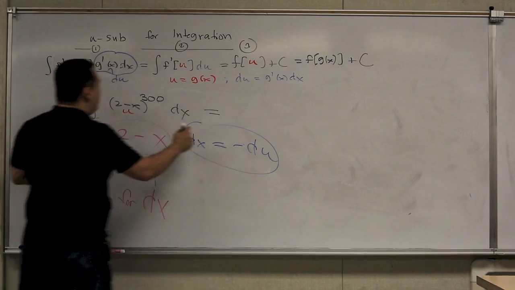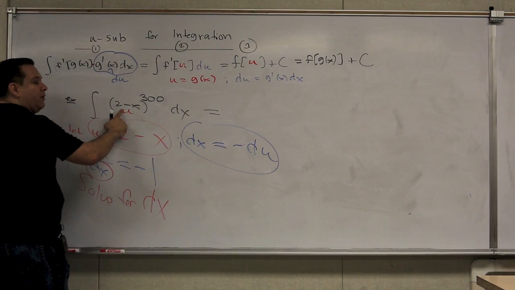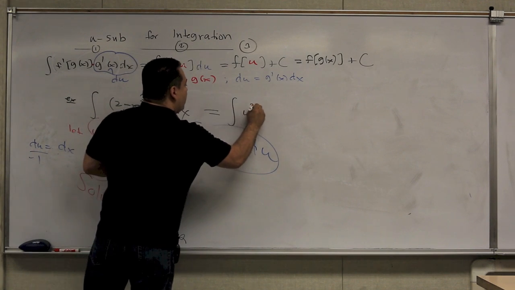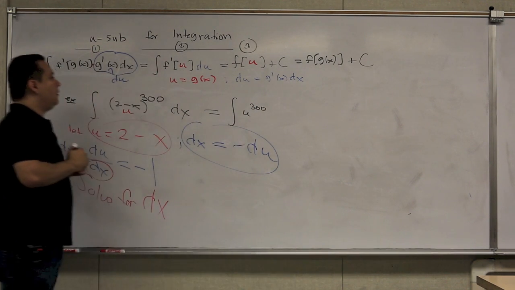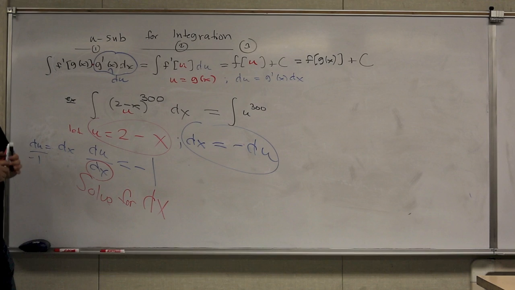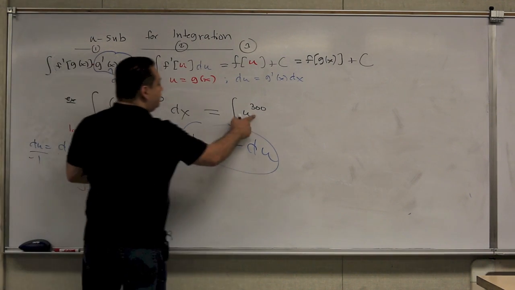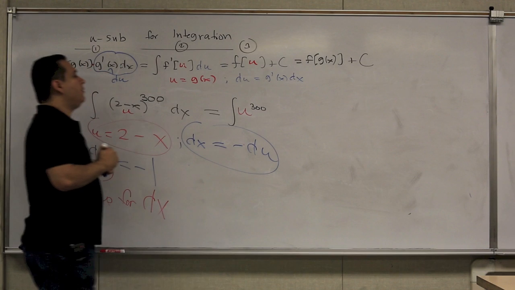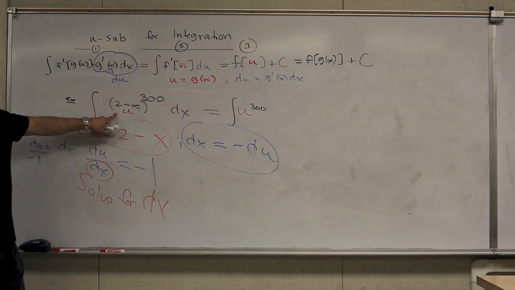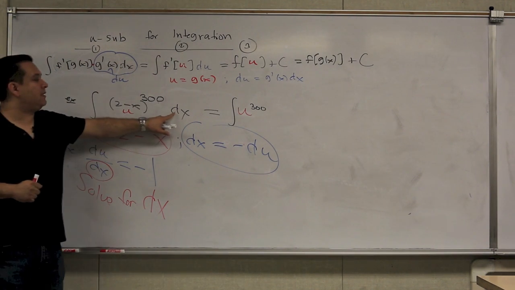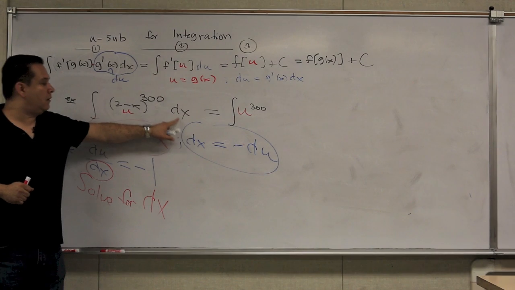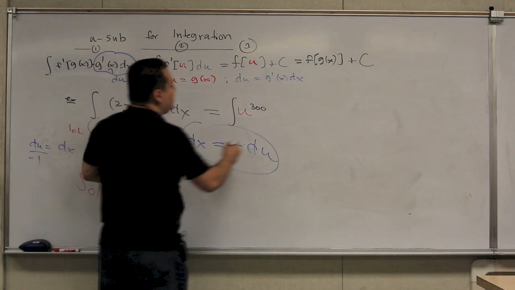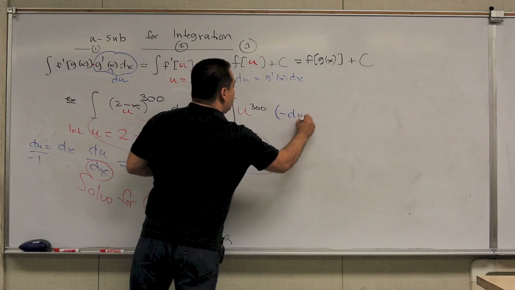We already know if this is u, I'm really looking at u to the what? U to the 300th power. Is that right? Is that true? You guys want it in red? I'm using 3 to the, this is my u. Same u. Now, what do I replace dx with? Dx is what? Negative du. I'm going to replace this with a negative du.